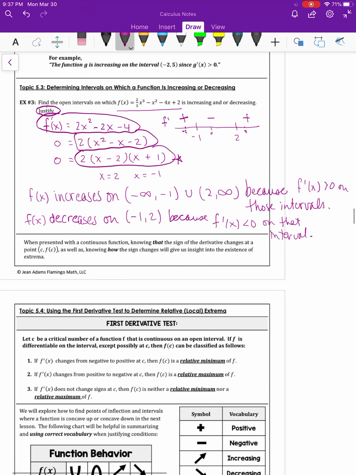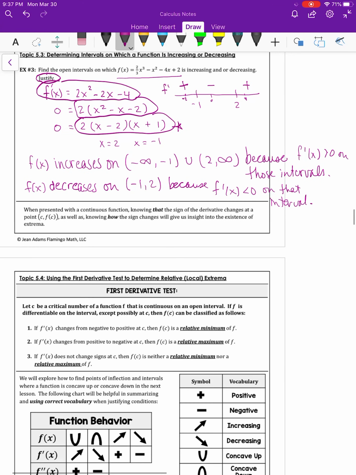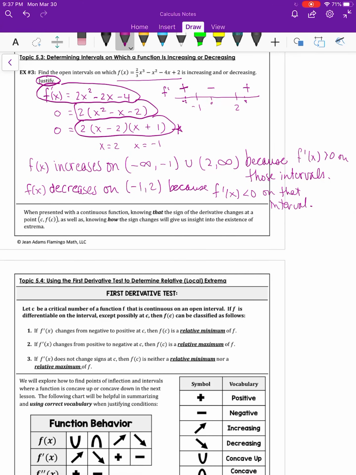So when presented with a continuous function, knowing that the sign of the derivative changes at a point, as well as knowing how the sign changes, will give us insight into the existence of the extrema. So that leads us to the first derivative test. And if I was looking for extrema on this problem that we just did here, okay? If someone said, hey, find the increasing and decreasing intervals and then find the extrema.